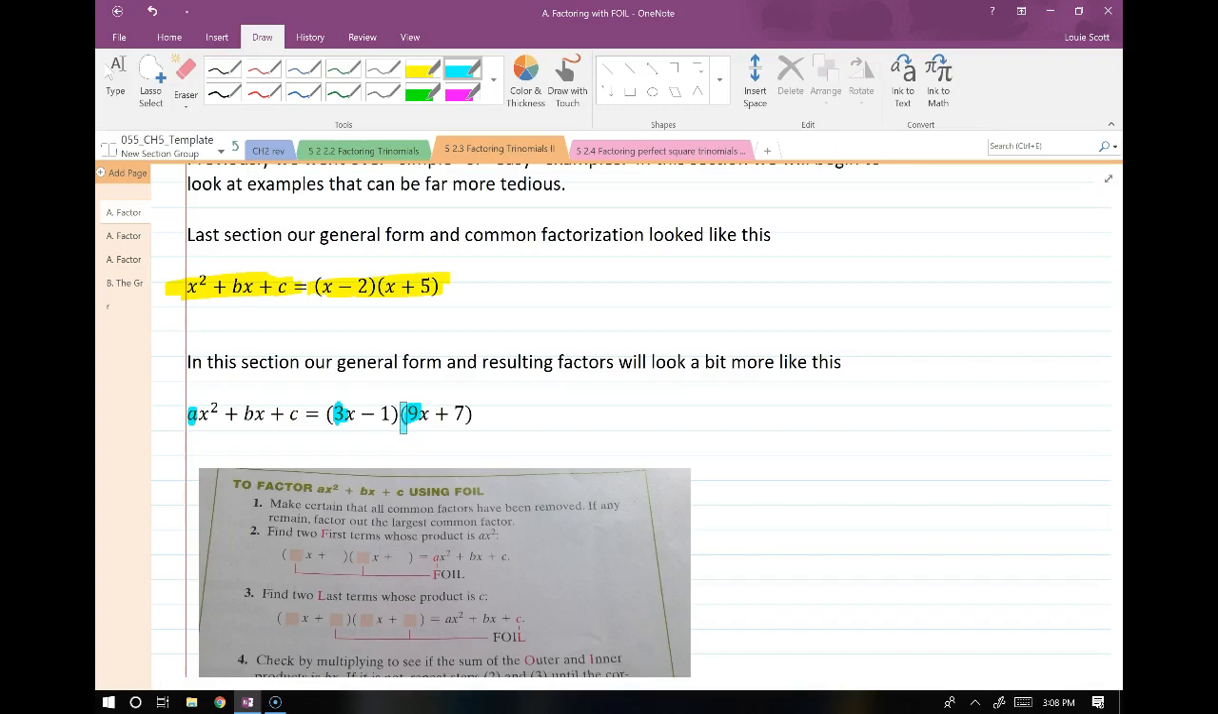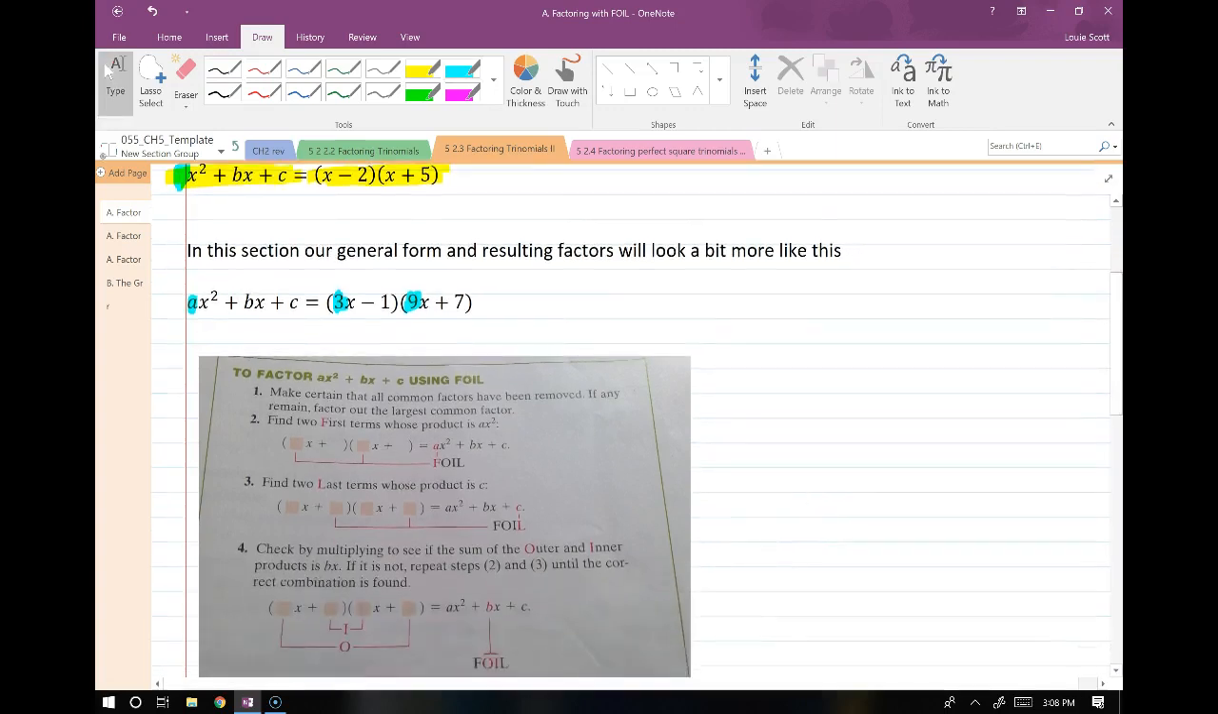If you want to use the pattern that we used yesterday, there cannot be a coefficient up here other than one, all right? But if there is a coefficient other than one, you're going to want to use the stuff that we learned today. So once again, in general, this is the type of trinomial we'll be learning to factor today: ax squared plus bx plus c.